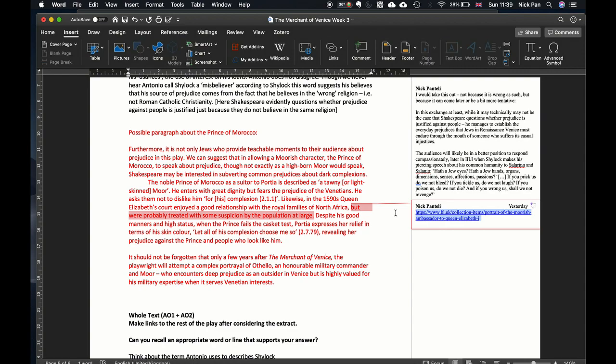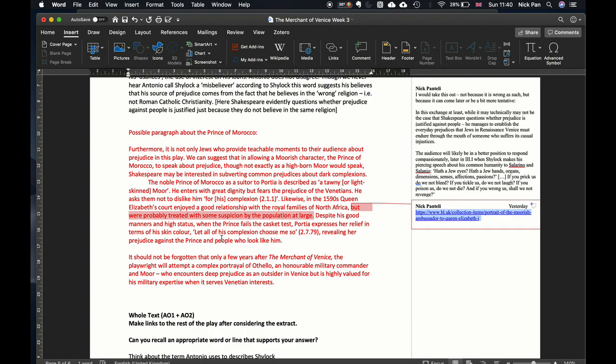Someone that was believed to be an inspiration for everything Shakespeare wrote with relation to Moorish characters, both in The Merchant of Venice and Othello a few years later. But to get back to the Prince of Morocco, and a kind of analysis of the language, which we're doing here, he says, despite his good manners and high status, when the prince fails the casket test, Portia expresses her relief in terms of his skin color.